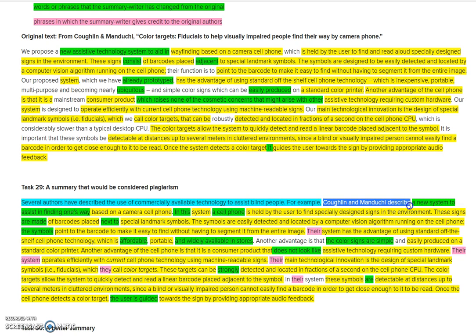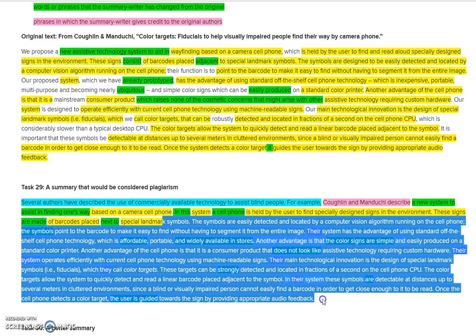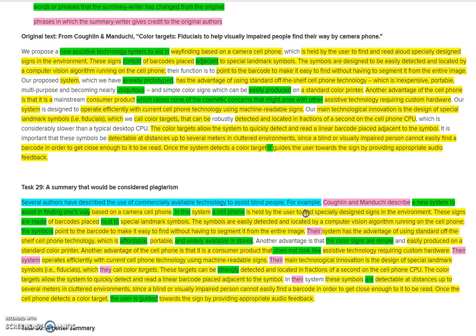At least they gave credit to these people. And they've made some attempts to put it in their own words, but it would still be considered plagiarism, because when I read this and I see a citation, I know that the information came from this source, but I'm assuming the words came from the summary writer. And as we can see by all this yellow, they did not, and so that is considered plagiarism.